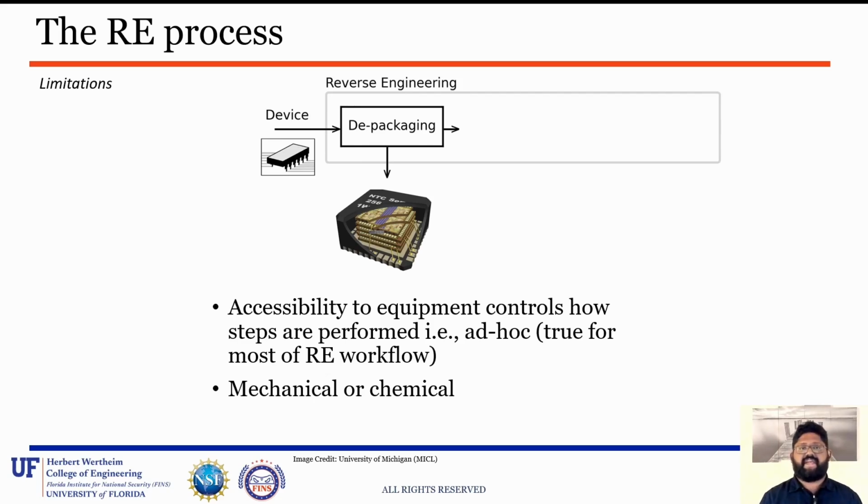Reverse engineering is an ad hoc process. That means that there are non-standardized steps in the workflow. Think of it as a recipe. Changing the ratio of one spice will alter the taste of the dish, right? Reverse engineering is just like that. For instance, take depackaging for example. Depackaging can be performed using mechanical or chemical means, each with its own benefits and limitations, like various flavors.